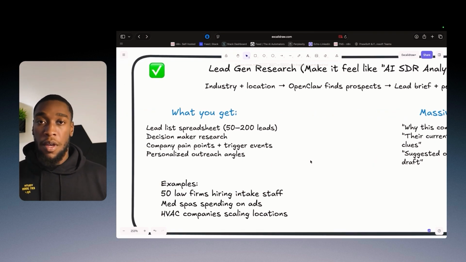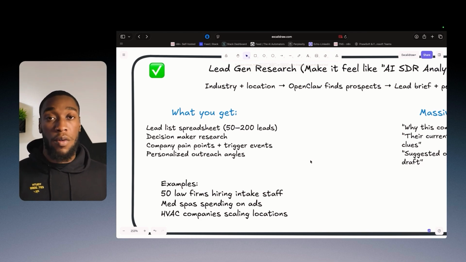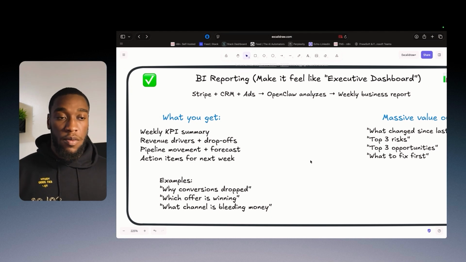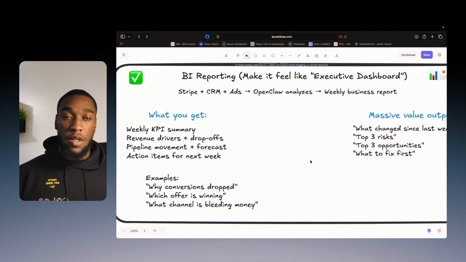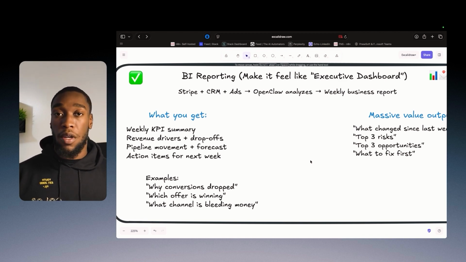Some examples might be finding 50 law firms hiring intake staff, any med spas spending on ads, and HVAC companies scaling locations. So you get a really detailed lead list on any type of criteria that you'd want to search for yourself. Moving on is BI reporting. This can be some sort of executive dashboard that your team would want to look at and pull in different types of data from many different sources that OpenClaw can reference.